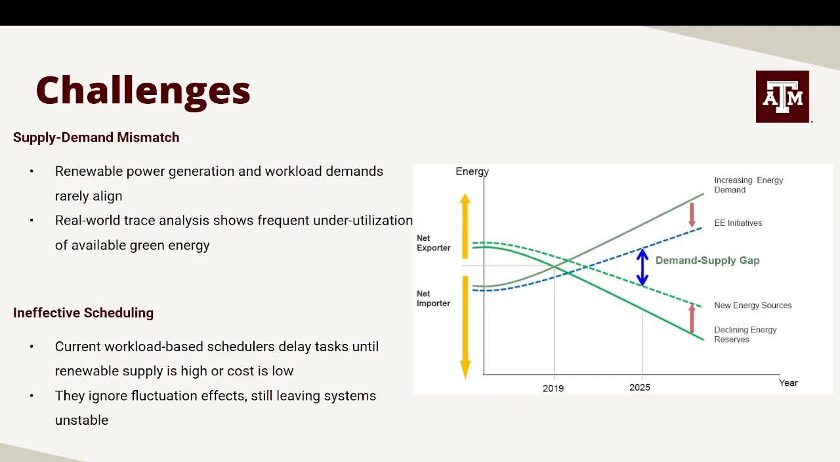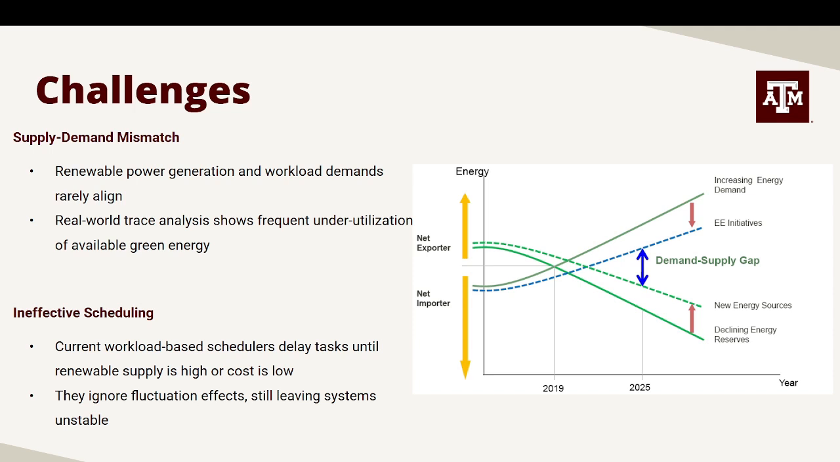The third challenge is the supply demand mismatch. Renewable power generation and workload demands are almost never perfectly aligned. Trace analysis from real data centers shows that green energy often goes unused because it's produced when systems don't need it. The diagram illustrates the growing demand supply gap, where the EE initiatives are the energy efficiency programs that slow down demand growth, and the new energy sources are the renewables which boost supply.